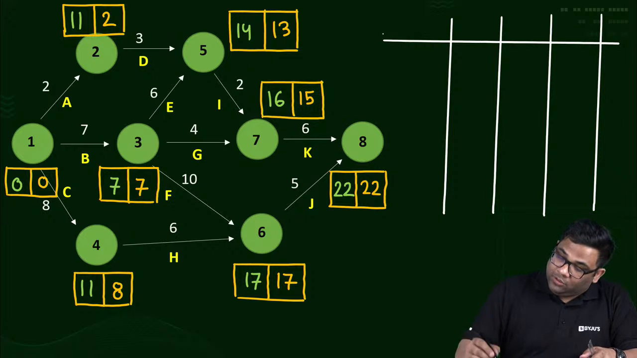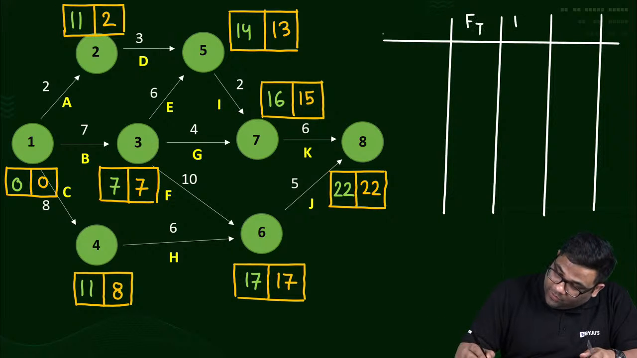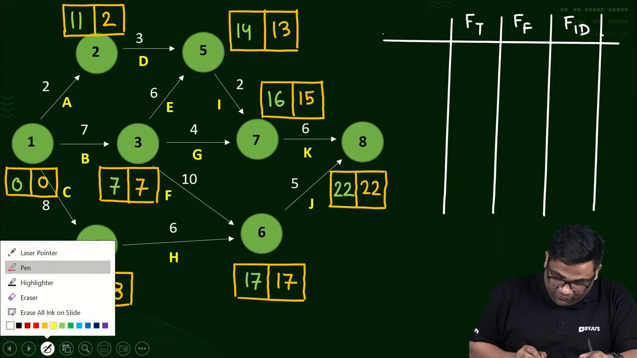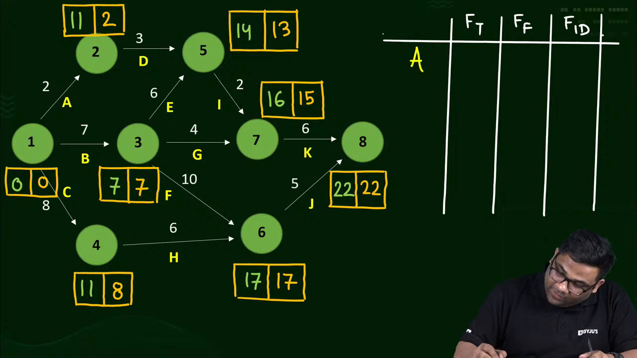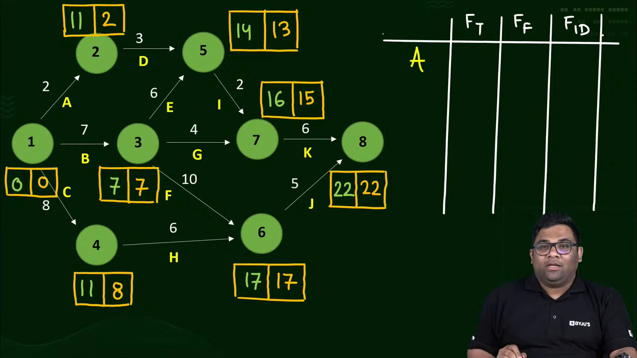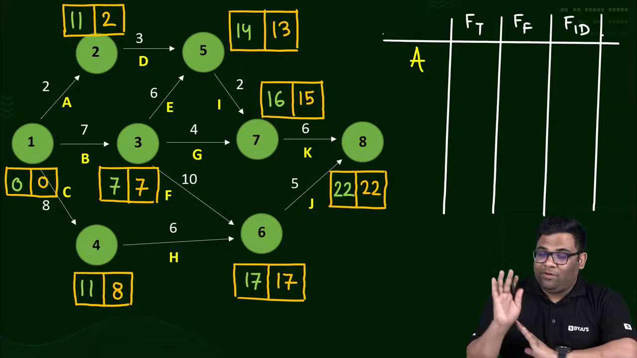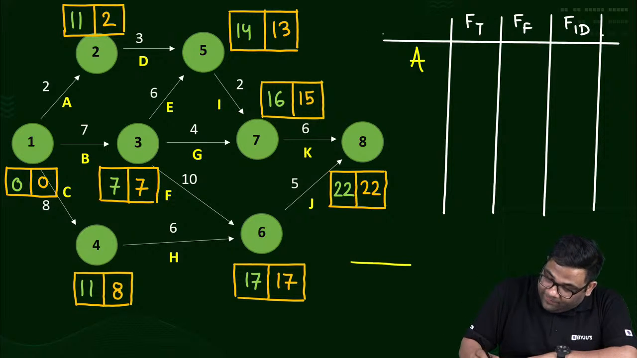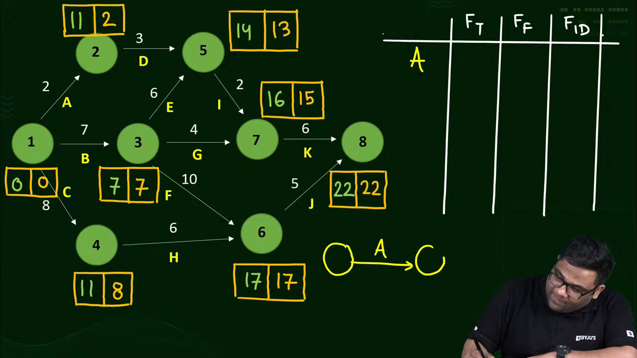Okay, chalo. Total float, free float, independent float. Let us first find out for the first activity. For the first activity, you know the flow. If you are facing difficulty from the diagram, then draw that activity. Activity A I can draw like this. Draw that activity.